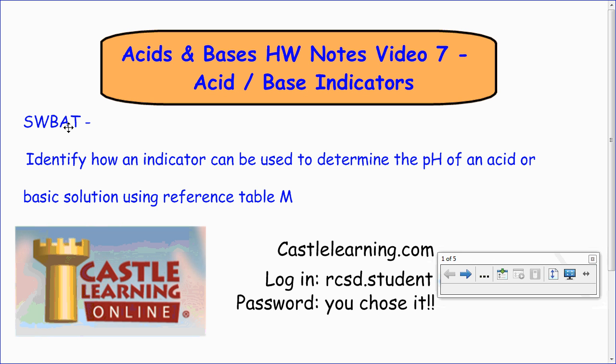We're talking about acid-base indicators. An acid-base indicator can be used to identify the pH of an acid or a base solution. Reference Table M in our packs is the most useful tool in doing so.